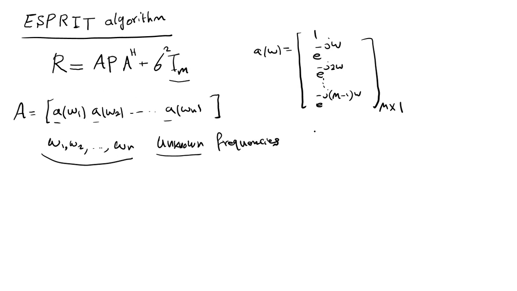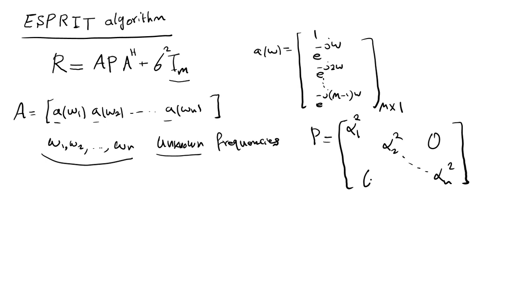And P is a diagonal matrix with entries alpha 1 squared and so on, and they are the power of each signal in our observed signal. Okay, the structure of the correlation matrix is like this.